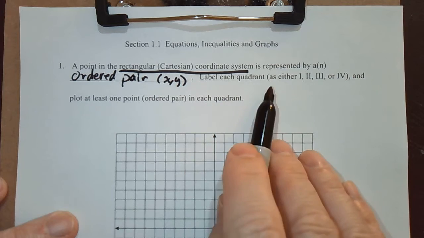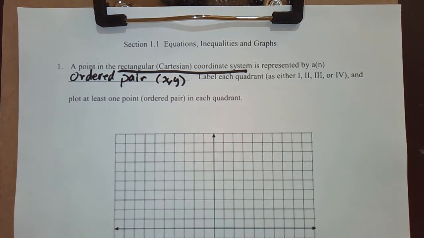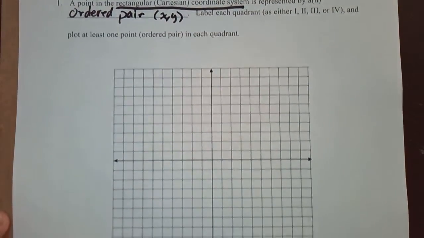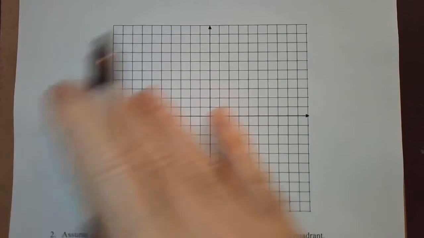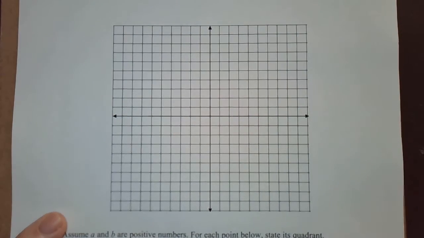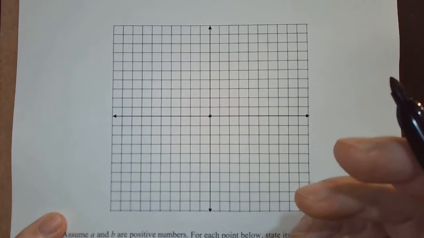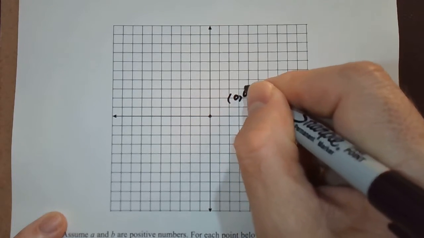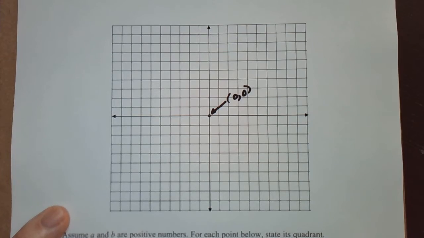Well, we're going to label each quadrant as either quadrant 1, 2, 3, or 4, and plot at least one point or ordered pair in each one of the quadrants. Again, I'm sure this is a review for you, but this is what the rectangular or Cartesian coordinate system looks like. It's just an xy plane. This point being what? We call it the origin, which I'll just write as 0, 0. So the x value and the y value are both 0.